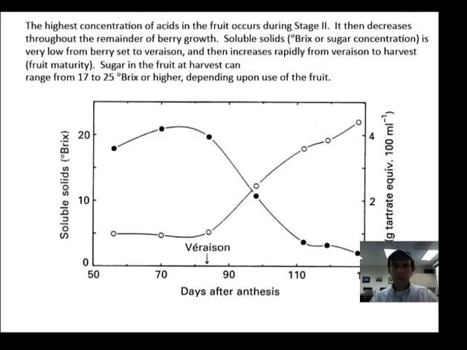Here you can appreciate that after veraison, sugar concentration is increasing in the berries and acidity is decreasing. Something to mention is that in warmer areas this happens faster, so we can usually harvest at higher Brix and lower acidity. And in cooler areas, we might have higher acidity and lower sugars.